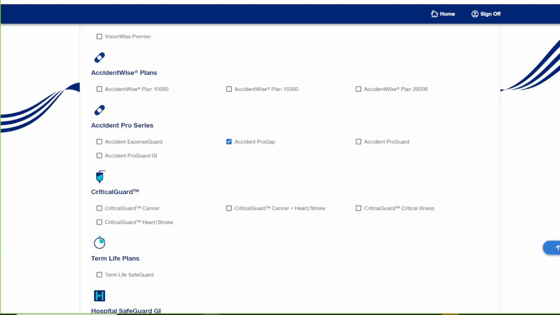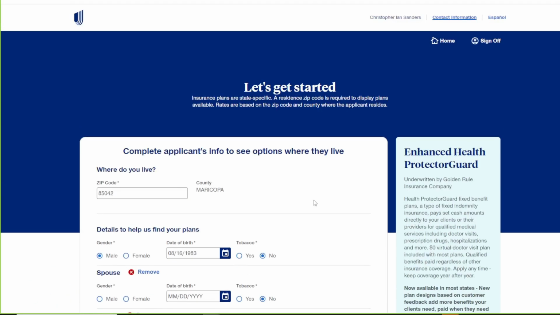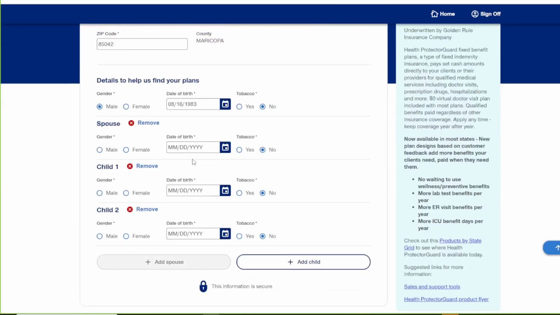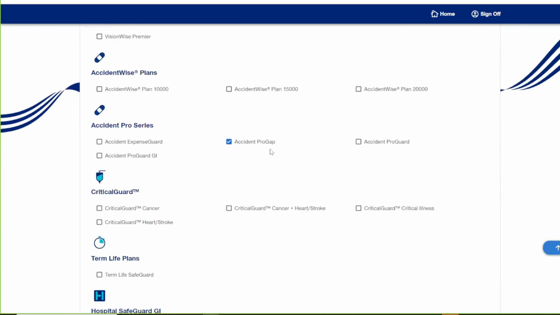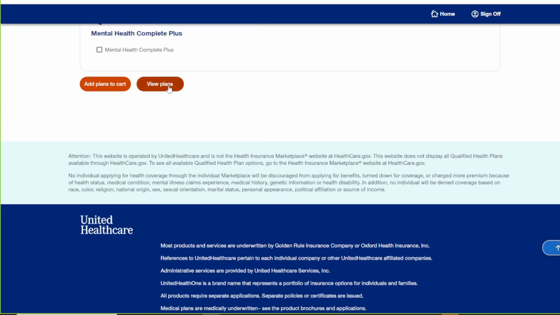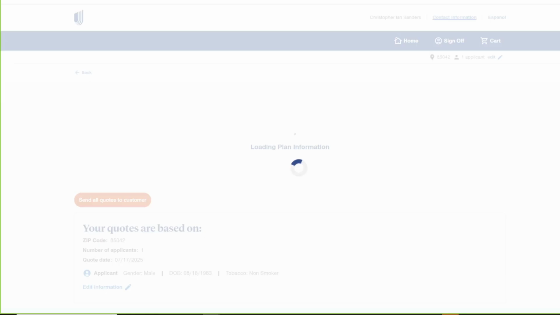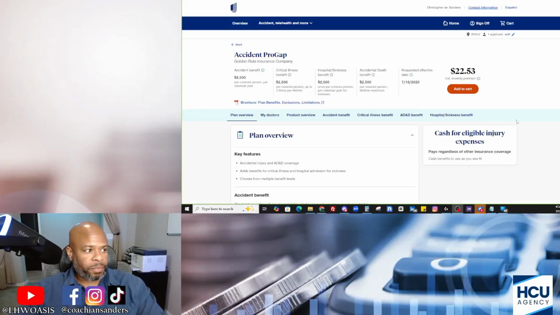So one of the easiest things to do is, and I'm in UHOne, there'll be videos on how to log in and pull all this up in quote, so I'm not going to get into that. But what we're going to look at here is one of the best ways to go, which is the Accident ProGap policy. Now, we'll view the plan, and then I'll just explain how you would explain this to the client.